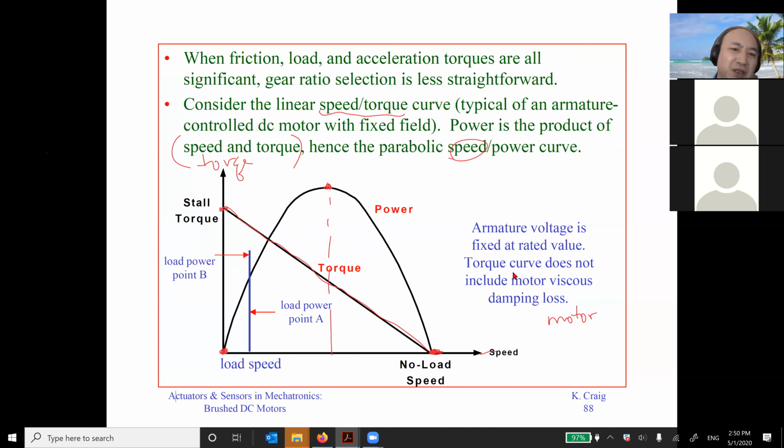So usually it depends on what my load power point A and point B are. At the same speed, the power maximum is here, so you can produce different load power. This is the real load speed, and the power that can be provided is here.